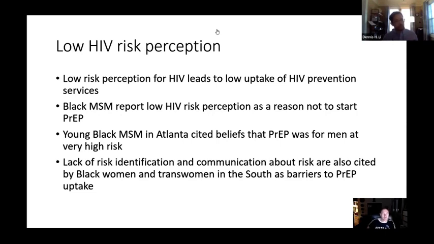And in focus groups of our cohort of young Black MSM in Atlanta, these men cited beliefs that PrEP was really for men at very high risk and was not relevant to them. And in this same cohort, we were measuring around 10% annual incidence of HIV in these young Black MSM, but their belief was that PrEP was for men at higher risk than themselves. And this lack of risk identification and communication are also cited as reasons for not starting PrEP by Black women and trans women in the South.